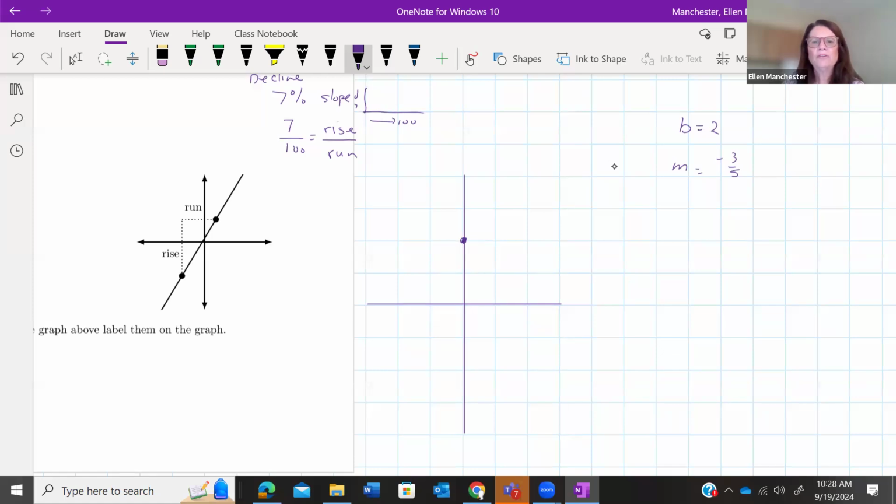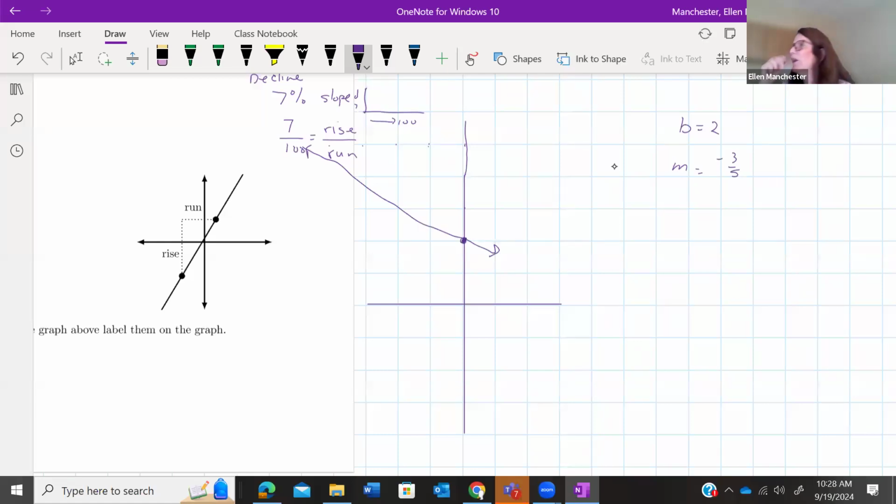And then I'm going to rise 3. So 1, 2, 3. And then I run to the negative side 5. So I rise 3, 1, 2, 3, and I run to the negative side 5 out here. So my line is going to look something like that.